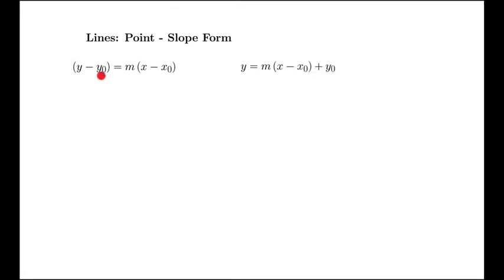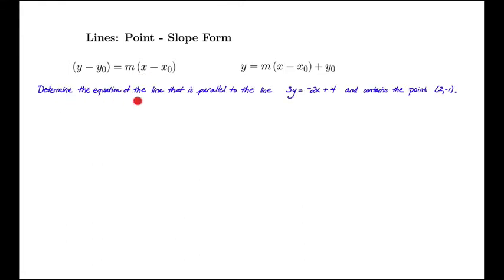Alternatively, we can bring this y naught over to the right-hand side and use the equation y equals the slope m times the quantity x minus x naught plus the y naught value. Either form works. We will be using primarily this first form in our solutions today.